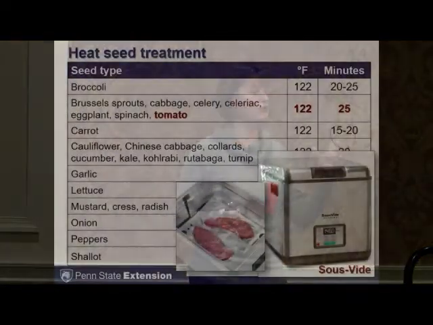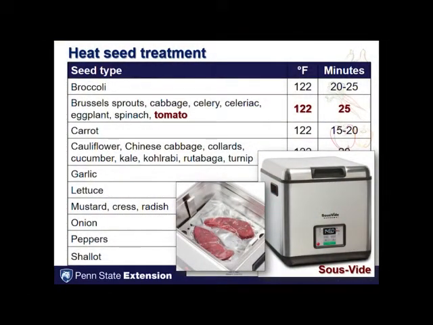In working with some growers, they've started moving to, rather than using these water bath systems, which can be pretty expensive, a sous vide. How many of you are familiar with the sous vide?